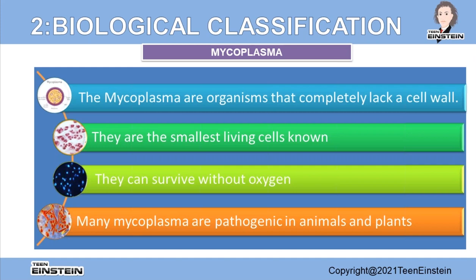And they are pathogenic in animals and plants. Many of them are pathogenic in animals and plants. So mycoplasma don't have a cell wall, are the smallest living organisms, and can survive without oxygen. In the absence of oxygen also they can survive, and mycoplasma are pathogenic in animals and plants. So these are the main things we need to learn from kingdom Monera. So that's all about it.